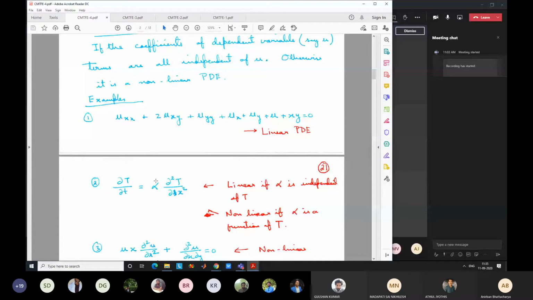Even if the diffusivity is not constant, it varies with space or time, then also this is a linear PDE. But if this alpha is a function of temperature, say if we can write this alpha as A into T plus B, so it's a linear function of temperature, then this becomes a non-linear term, because now the coefficient of this term del square T by del x square has a term AT plus B. So a non-linearity comes into the picture, and this equation becomes a non-linear PDE.